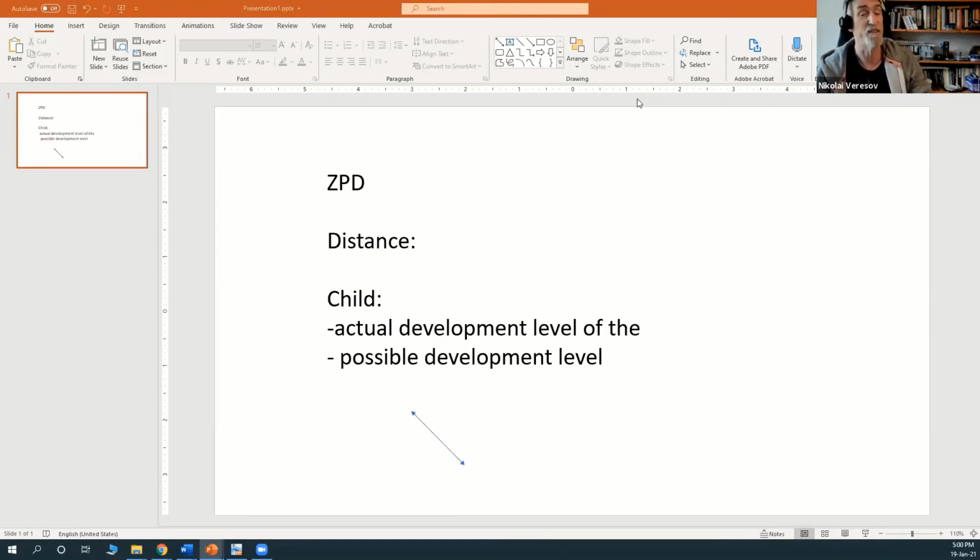Level of actual development is absolutely individual. Level of potential development is absolutely social. How the social becomes the individual means that what is social today, tomorrow will be individual. What is on the child's potential level today will be on the child's actual level tomorrow. Why? Because every higher psychological function appears on the stage twice: first on the social plan and then on the individual. And this is in relation to the law of development.